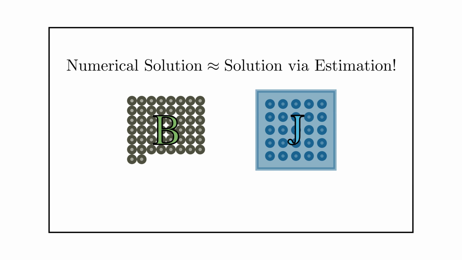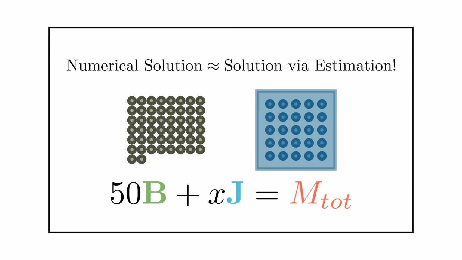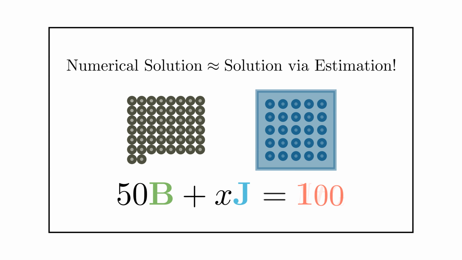We have 50 Bobs, so 50B, and we have some number of Joes which we don't know. Exactly the same as before, we can refer to this unknown number with a symbol. In this case, I'll use X to represent it. We have X Joes, so we'll write this as XJ. Let's add the two together, 50B plus XJ. We know this has to be equivalent to a total of 100, so 50B plus XJ equals 100. This equation isn't particularly complex, and we could quickly solve for X analytically, but let's try it numerically.